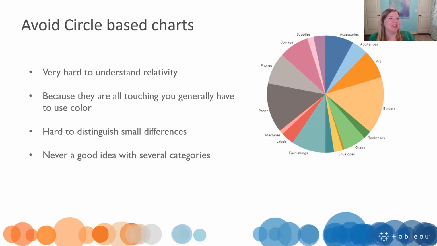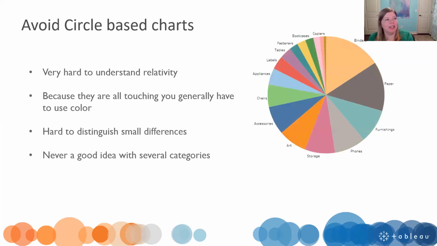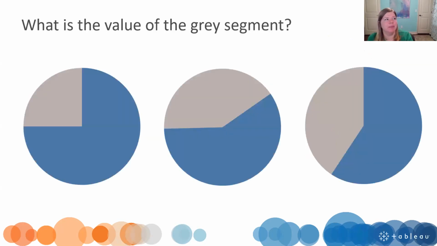So we're going to avoid circle-based charts. It's really hard to see the differences. If there's a lot of categories, you can't really tell. And again, also difficult to tell how big each category is in comparison to the other.